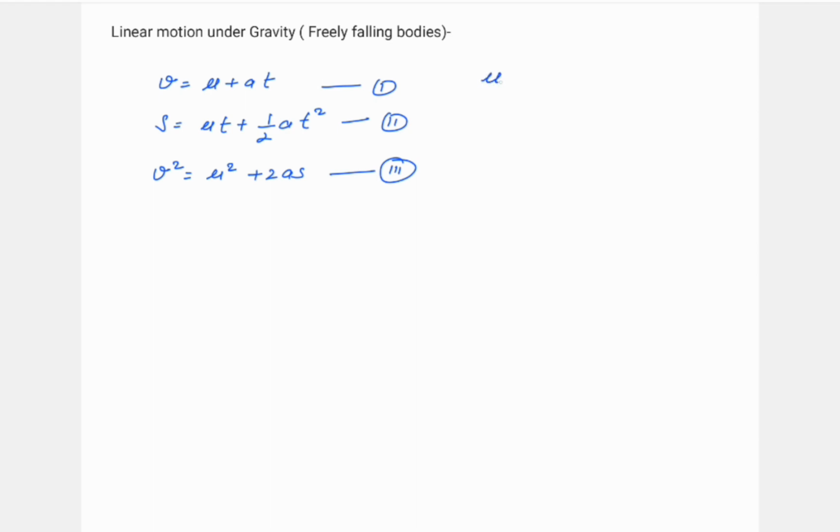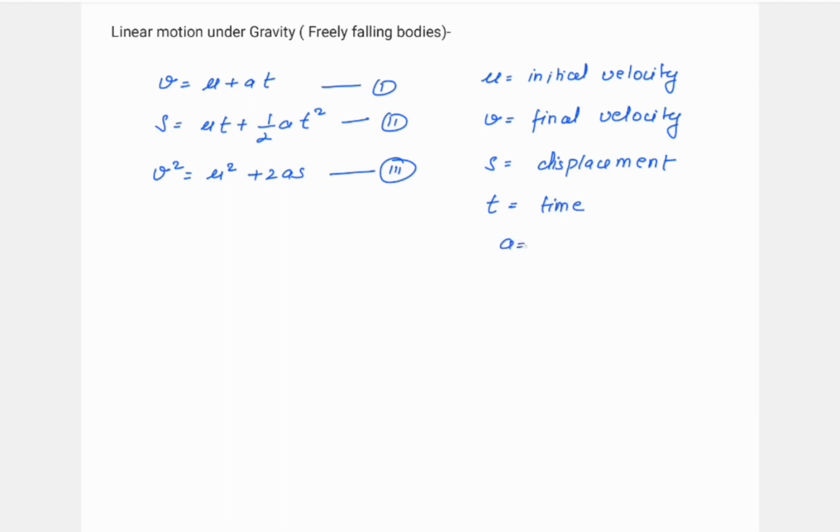Here, what is U? U is the initial velocity. V is the final velocity. S is the displacement. T is the time. And A is the acceleration. These three equations I am going to use to solve the questions of linear motion under gravity.